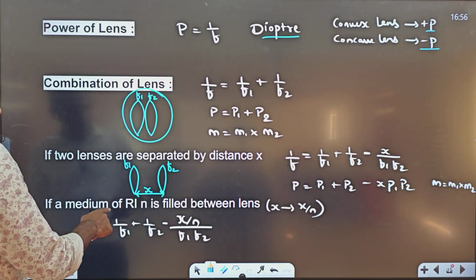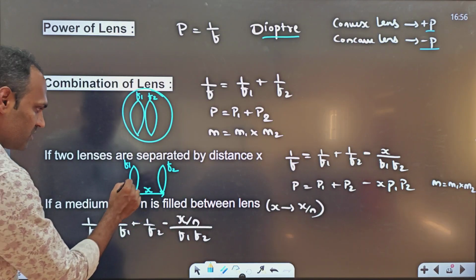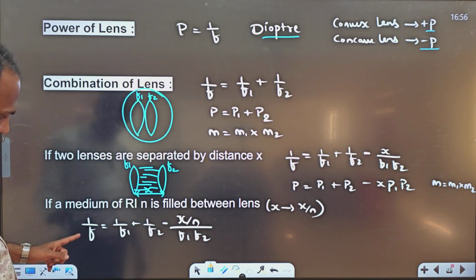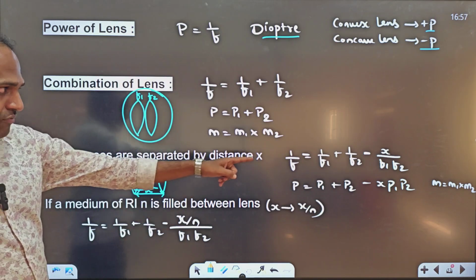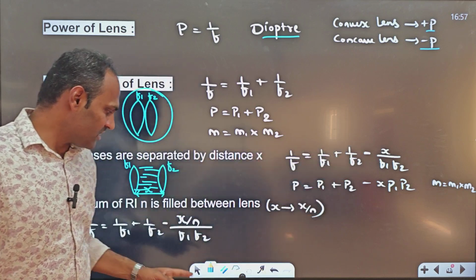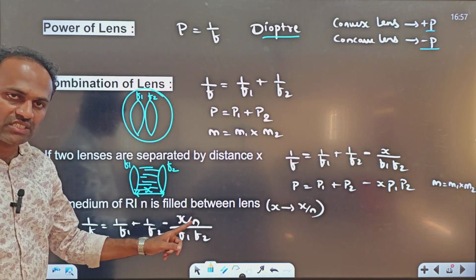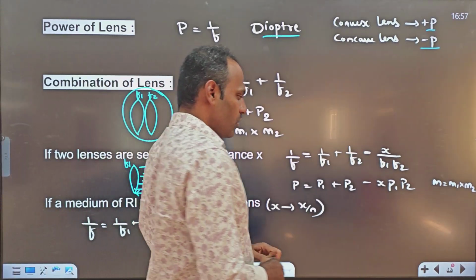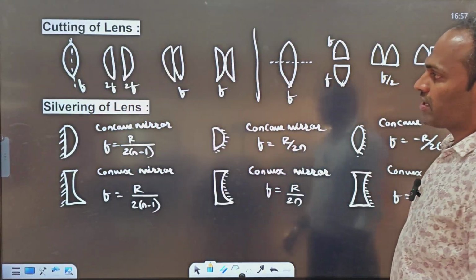Next note, if a medium of refractive index n is filled in between the lenses, then use the same formula but take x divided by n, because the distance gets reduced. In place of x, take x divided by n, right. Okay, that's all about the power of the lens.